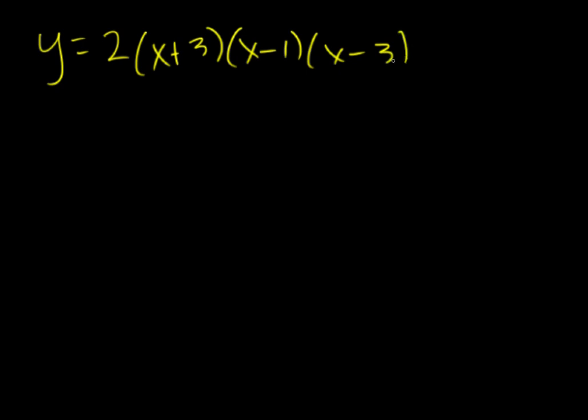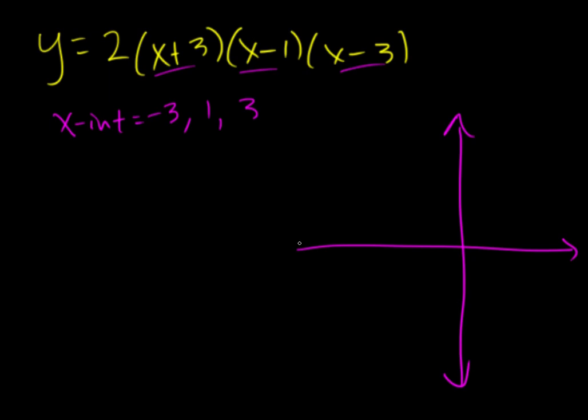Now we're going to try y equals 2(x plus 3)(x minus 1)(x minus 3). Now, when we're doing this, we're going to graph a couple points. We're going to graph the x-intercepts. So first off, pull those out. So the x-intercepts are just going to be the opposites of these numbers. So negative 3, positive 1, positive 3. So I'd start by putting points right there. 1, 2, 3. 1, 2, 3.